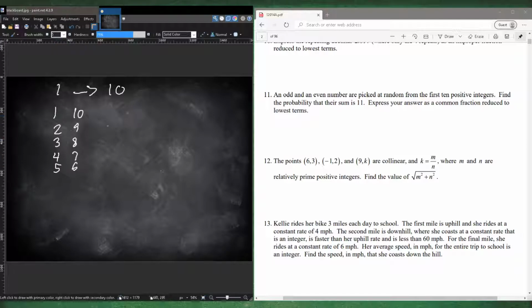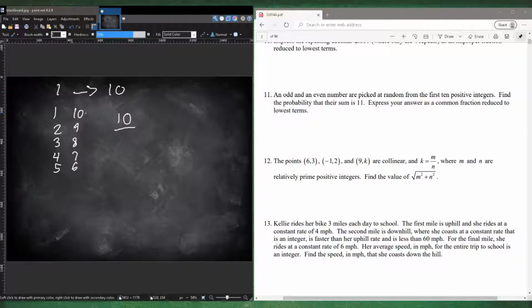So that is a total of 10 combinations, right? 1, 2, 3, 4, 5, 6, 7, 8, 9, 10. It's just that each pair has two possibilities. Now that's the number of outcomes that work. Now what's the total number? Because we need to get the probability.